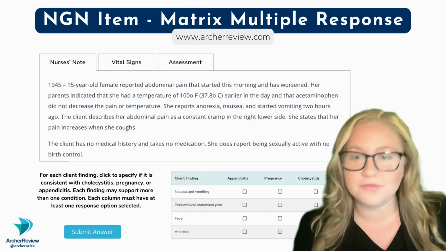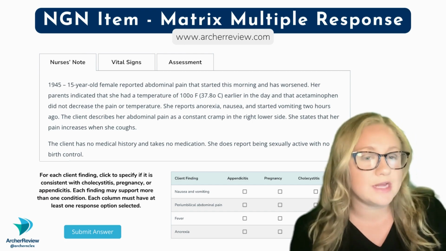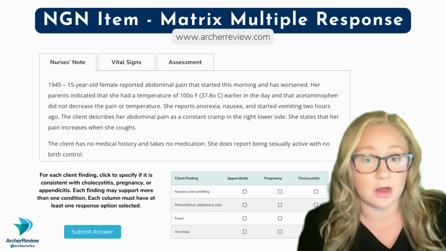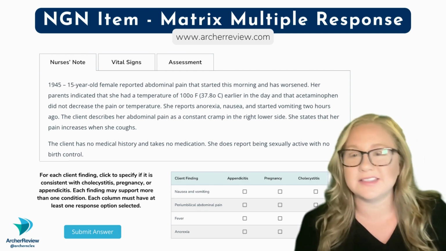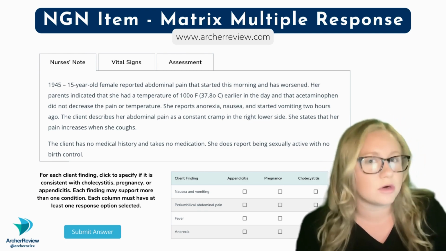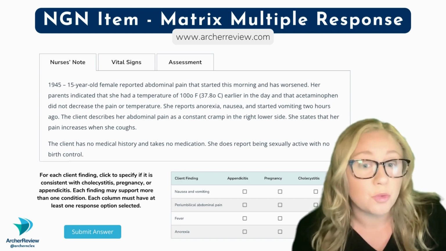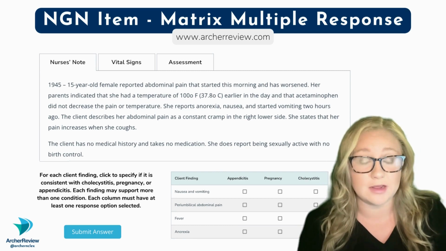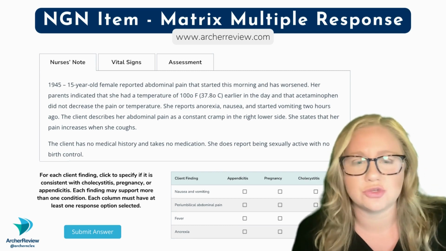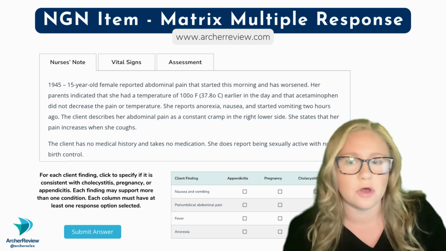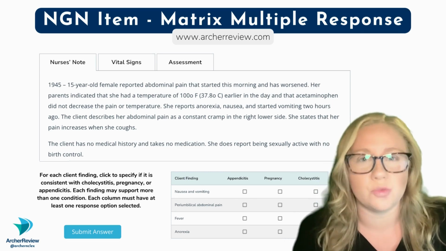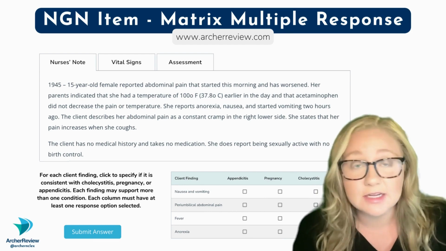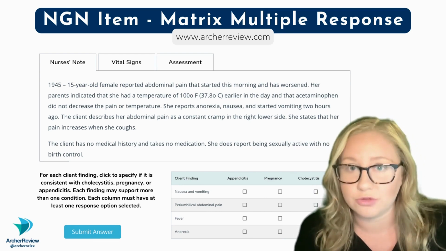You're caring for a 15-year-old who reports abdominal pain starting this morning that's getting worse. Her parents say she had a temp, 100 degrees Fahrenheit, and acetaminophen did not make the pain or temperature go away. She's reporting anorexia, nausea, and 2 hours ago started vomiting. When you ask her about her pain, she describes it as crampy and in the right lower side, and it gets worse when she coughs. You ask her about sexual activity, and she is sexually active without birth control.